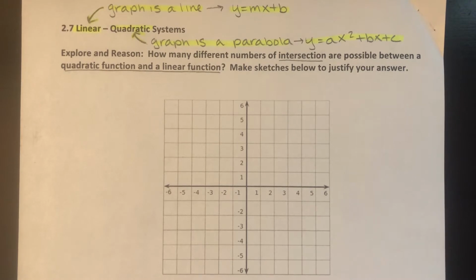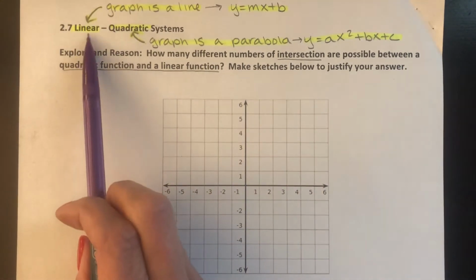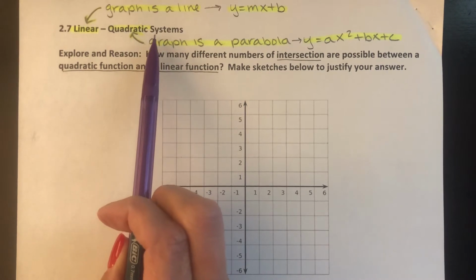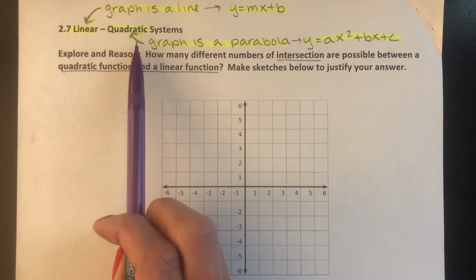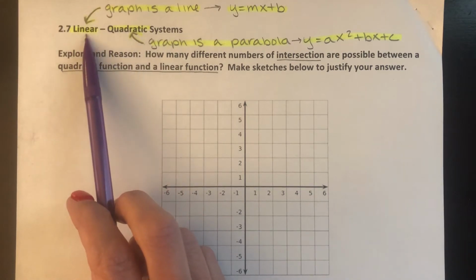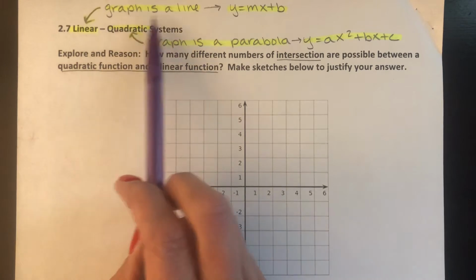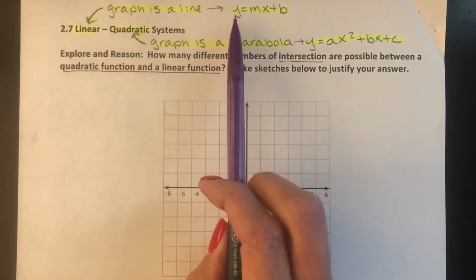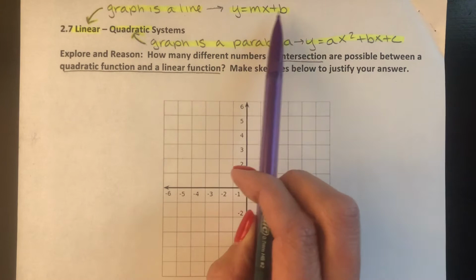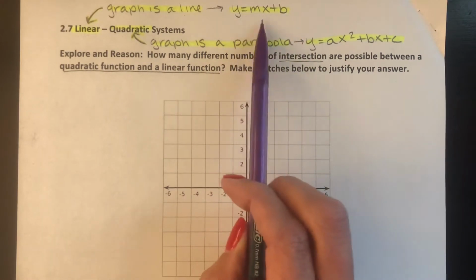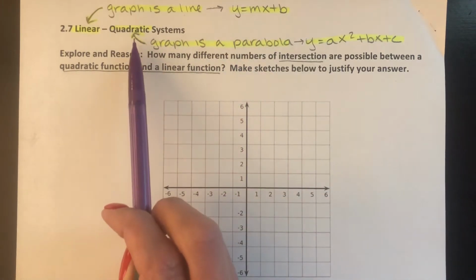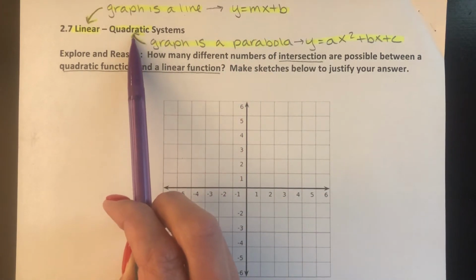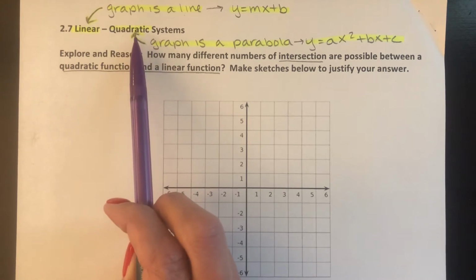The first part of this section is all about linear quadratic systems. A linear quadratic system is made up of two equations. One equation is linear, so if you graphed it you would get a line, and it's in that familiar form, y equals mx plus b, that you explored quite a bit back in Algebra 1. The second equation is a quadratic equation, and we've been looking at these quadratic equations in this chapter.